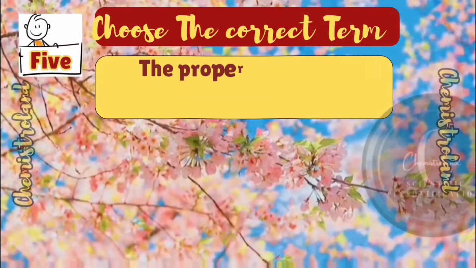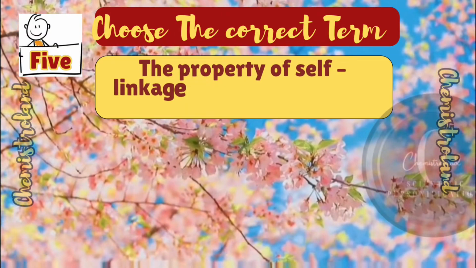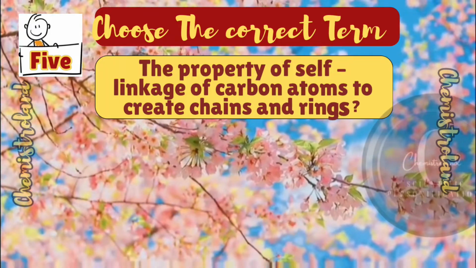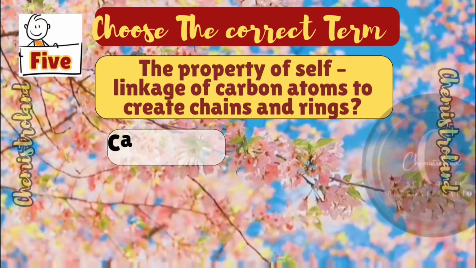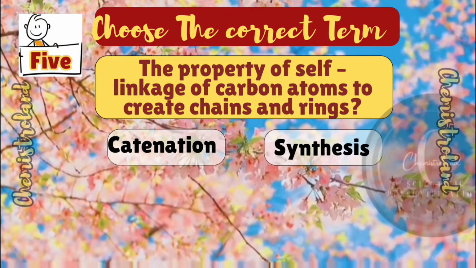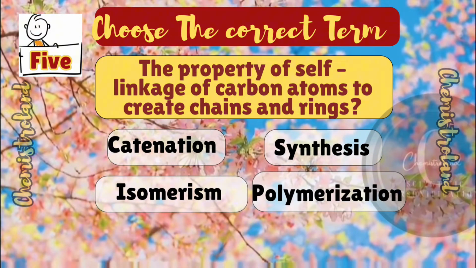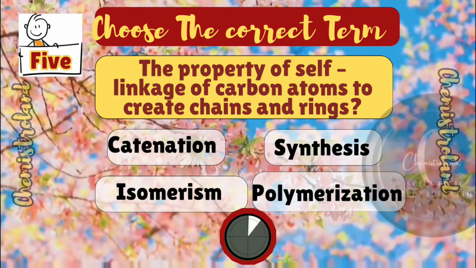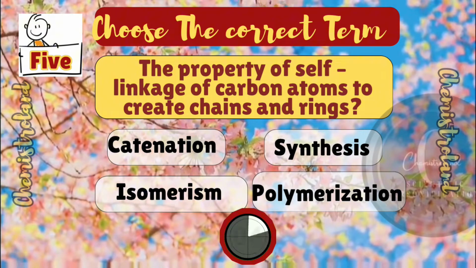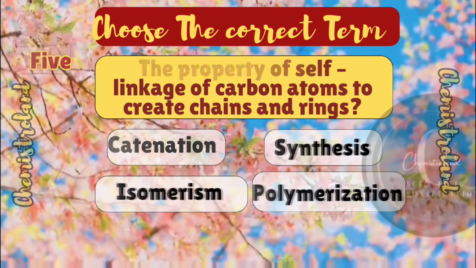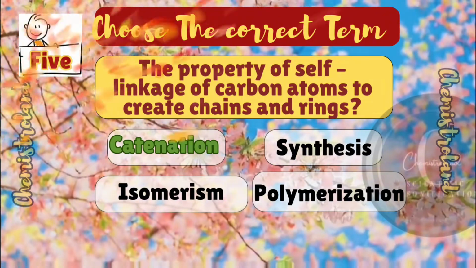Here is a tricky question. The property of self-linkage of carbon atoms to create chains and rings is known as, hints are catenation, synthesis, isomerism, and polymerization. Mind-blowing! It's catenation.